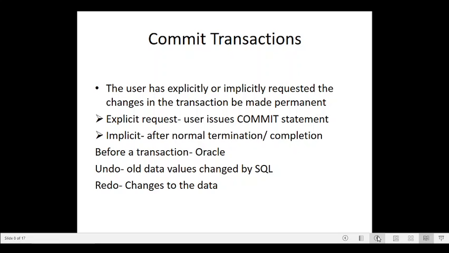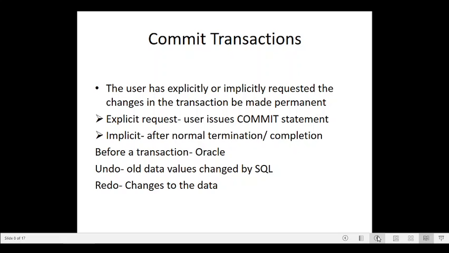Before a transaction that modifies data is committed, Oracle has generated two things: undo and redo log entries. When the transaction is committed, an SCN, which is the system change number, is assigned and recorded in the table, and LGWR, which is the log writer process, writes redo log entries, and Oracle releases locks held on the rows and tables.